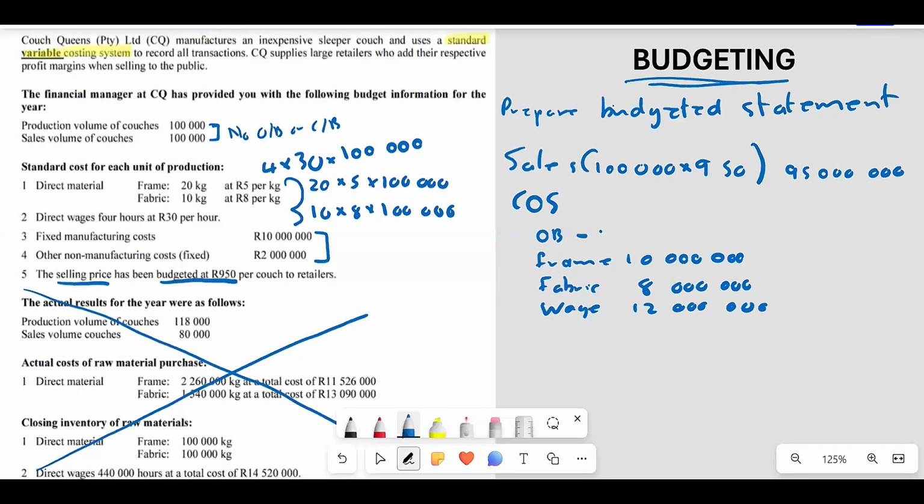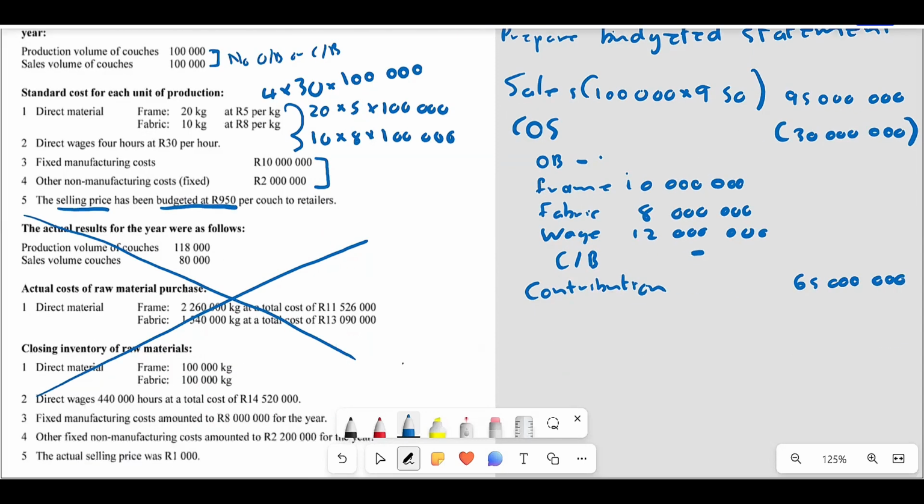Therefore, our cost of sales would be the sum of these. Since they are not losing stock, there's nothing to minus. So our cost of sales would be 30 million. Then we are using the variable costing system, therefore we can say contribution. So contribution is 65 million. Right. Okay.